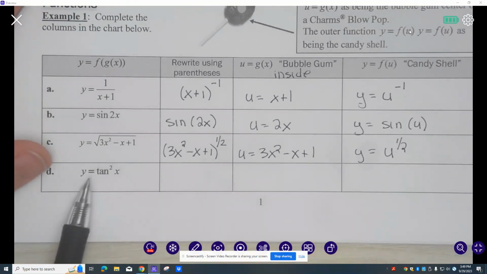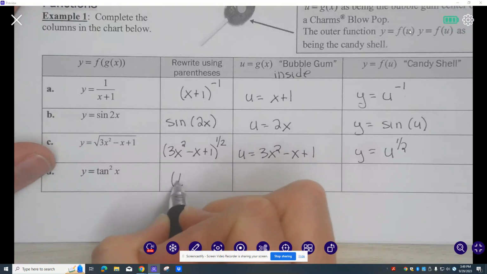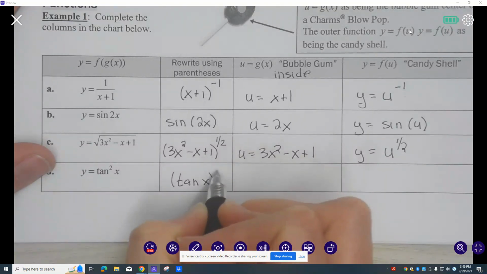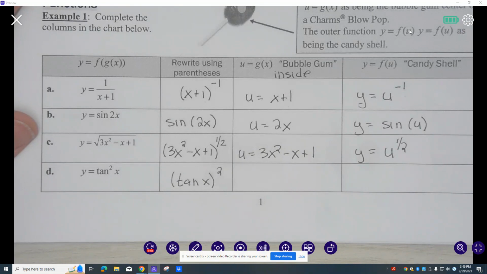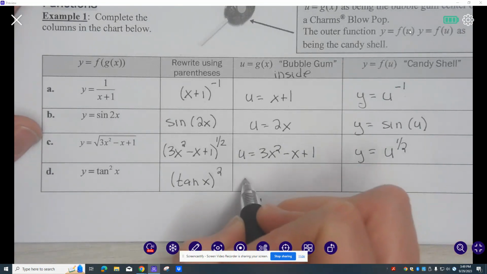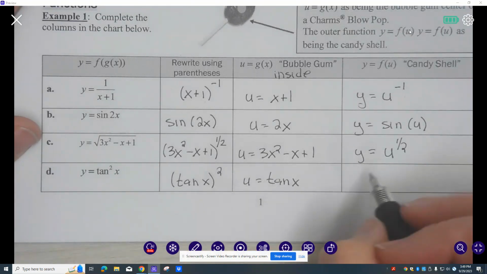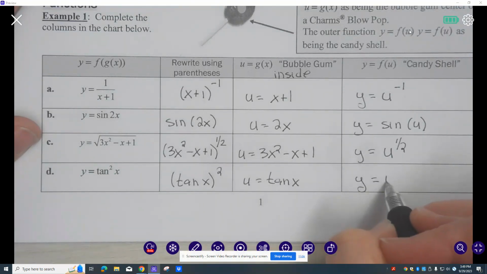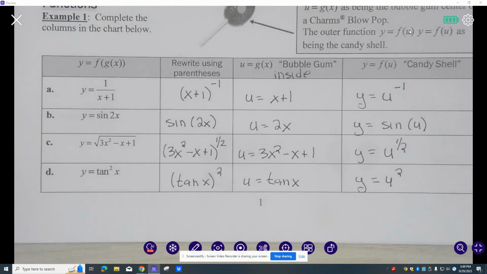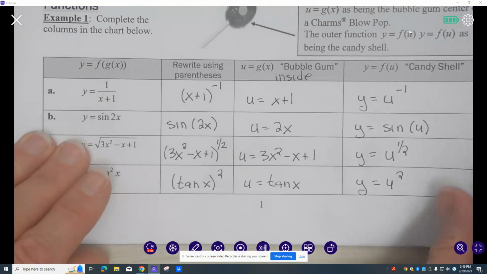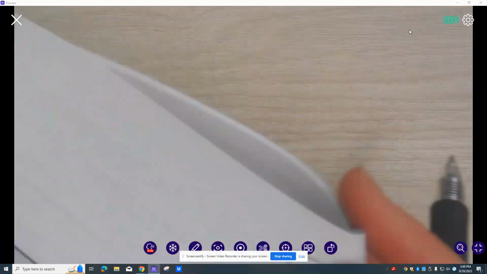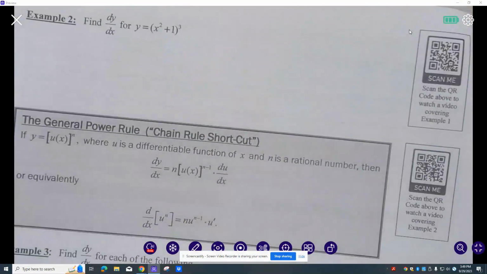Okay, tan squared of x is the same as parenthesis tan x squared. What's on the inside? Tan of x. So u is tan of x. Outside, y is going to be u squared. All right, now let's try at least one of these. Turn the page.